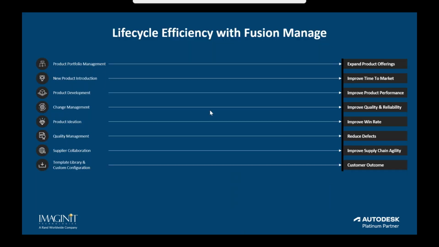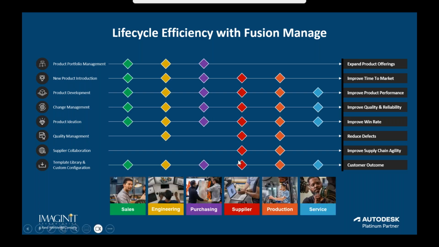But really, the outcomes that we're looking to do are very similar to what I'm showing on this slide. And it's not meant to just benefit one team, we're aiming to impact the entire organization with a tool like this. As you can see, the outcomes, the different capabilities that Fusion Manage has, span from sales, engineering, purchasing, suppliers, production, and service. And it's not just limited to those teams either.